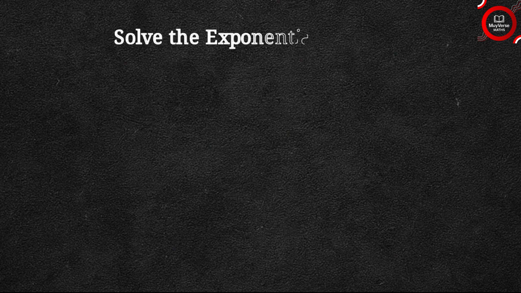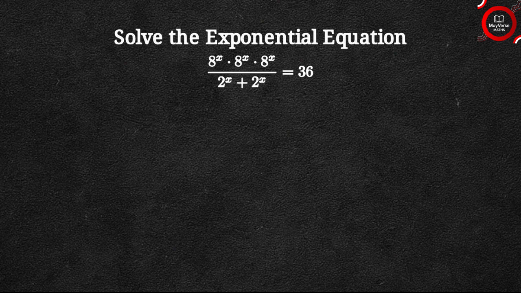Let's solve the equation step by step. The equation is 8 to the x times 8 to the x times 8 to the x, all over 2 to the x plus 2 to the x equals 36. Step 1. Simplify the numerator. When we multiply powers with the same base, we add the exponents. So 8 to the x times 8 to the x times 8 to the x becomes 8 to the 3x.